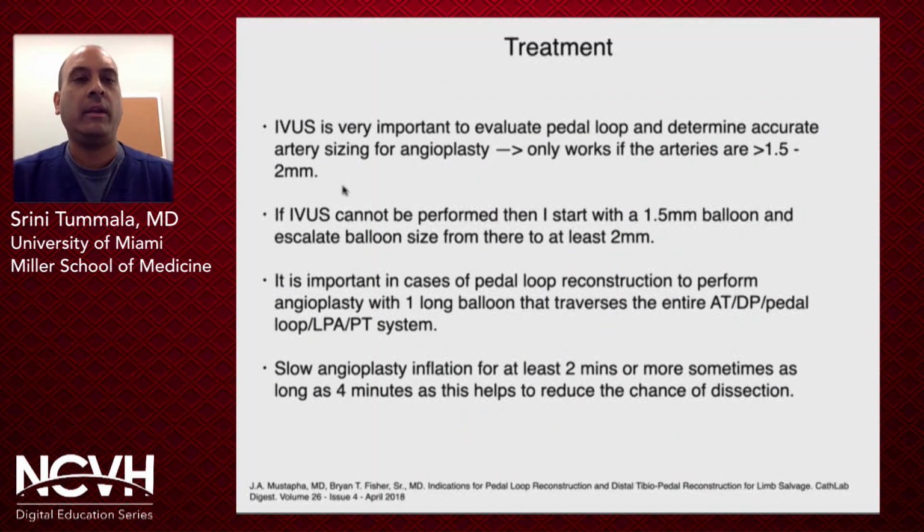So when it comes to treatment, we know that IVUS is very important in evaluating the pedal loop, helping to determine accurate artery sizing for angioplasty. But remember, these vessels have to be at least 1.5 to 2 millimeters or larger, if you're lucky, to really get the IVUS through. Otherwise, your IVUS may get stuck, or you may result in some type of injury to the vessels that you're trying to visualize.